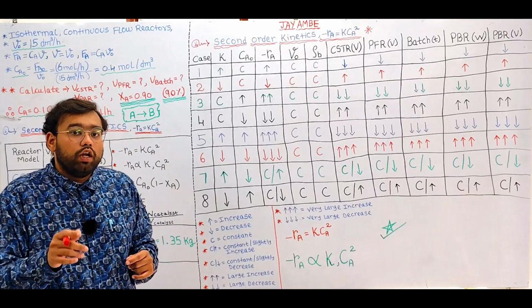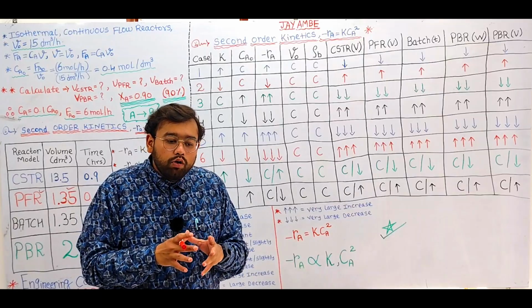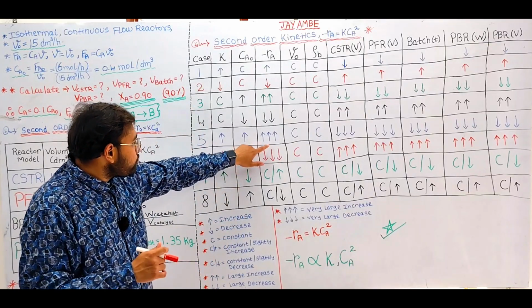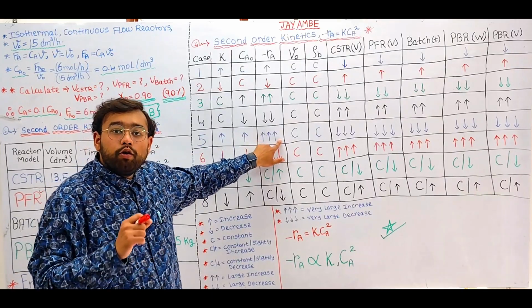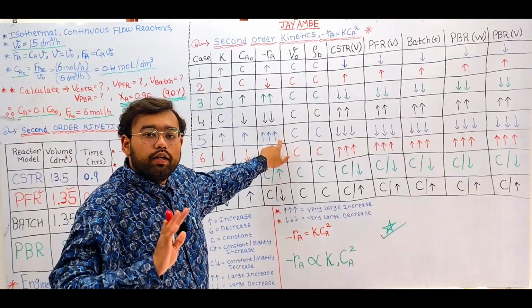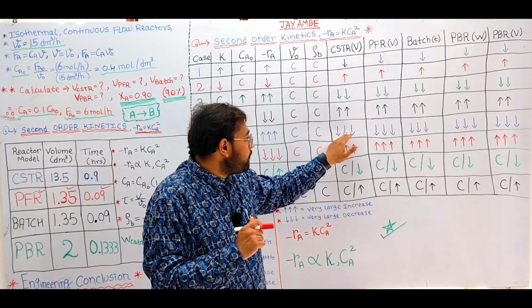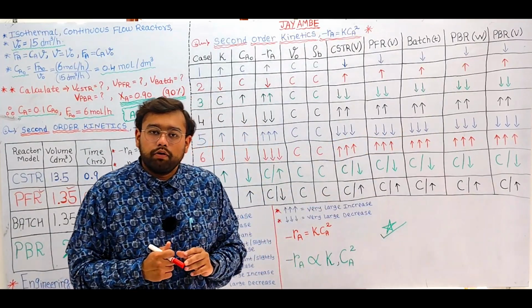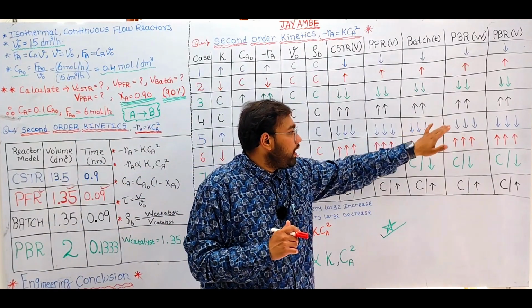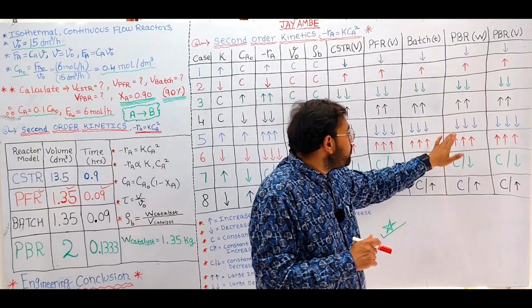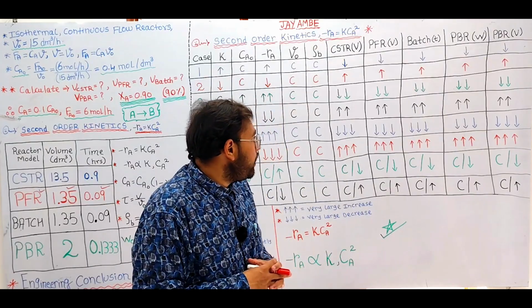The speed of the reaction has increased very largely, which results in a large decrease in the volumes of the reactor. Due to the very large increase in the reaction rate, there is a very large decrease in the requirements of the volumes of the reactor models. The reaction time will also decrease very largely, and the weight of the catalyst required will also decrease very largely. I hope you understood up to here.